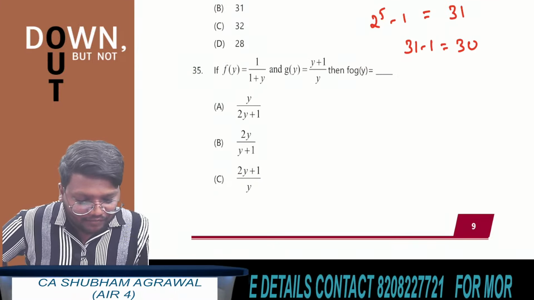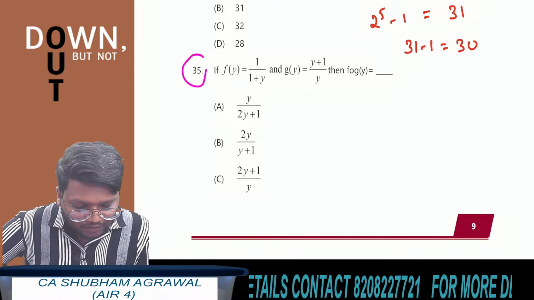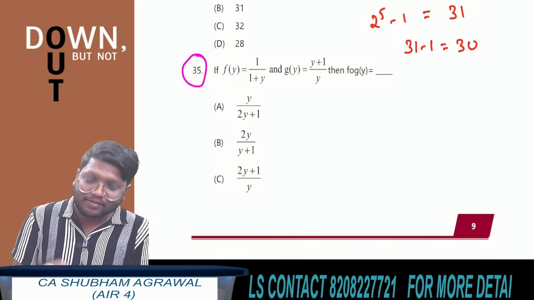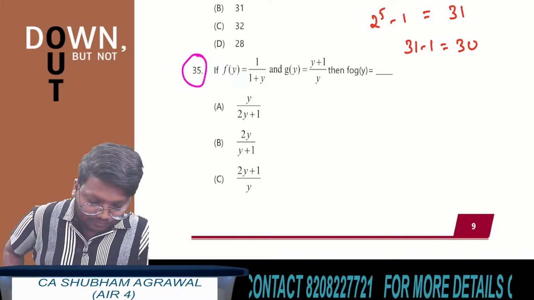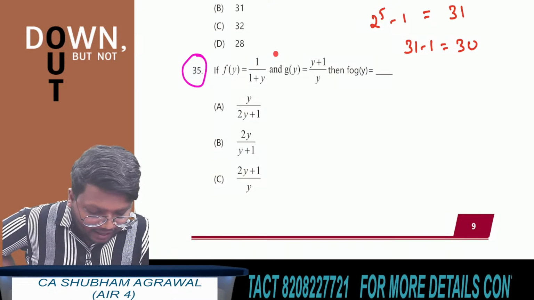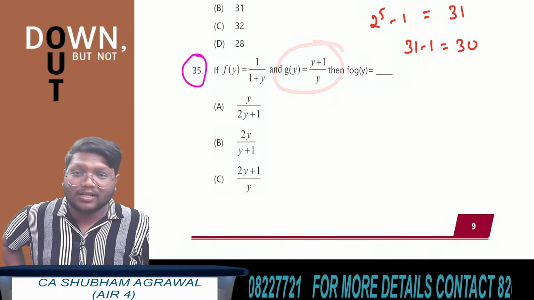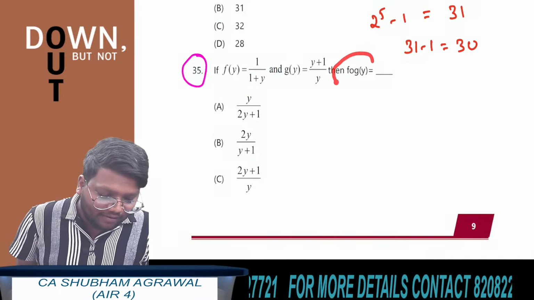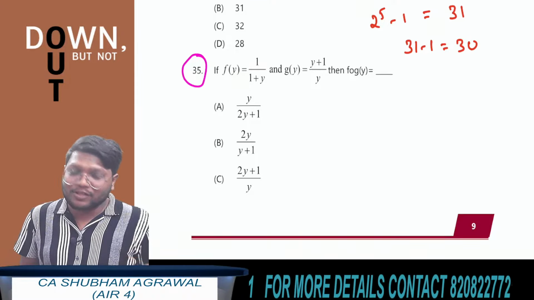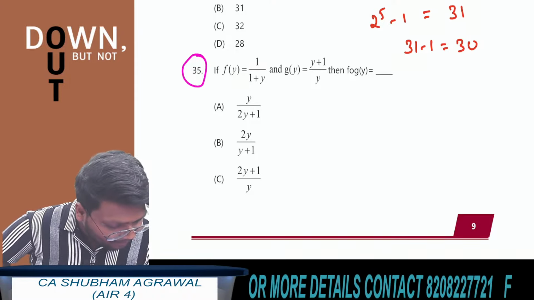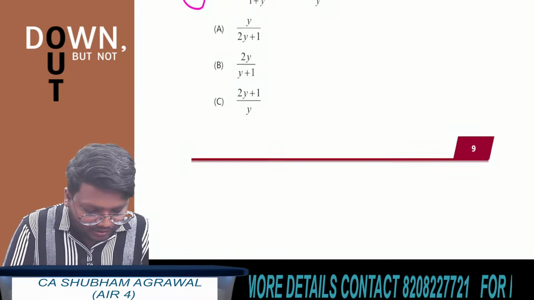This question number 35 is also based on functions, composite functions. What they have given here: f of y is equal to 1 upon 1 plus y, and g of y is equal to y plus 1 upon y. What they have asked here is f of g of y. This question is also very simple. How to find the answer for this?